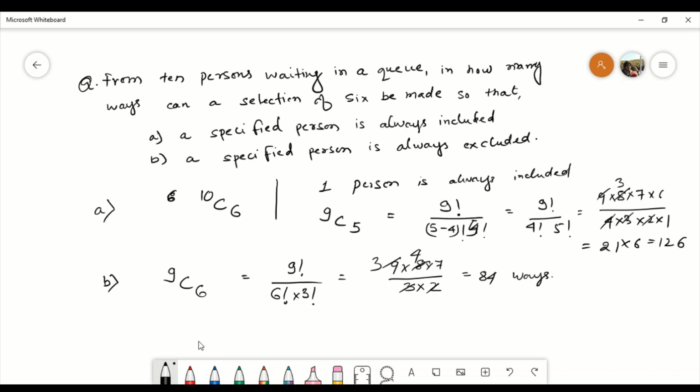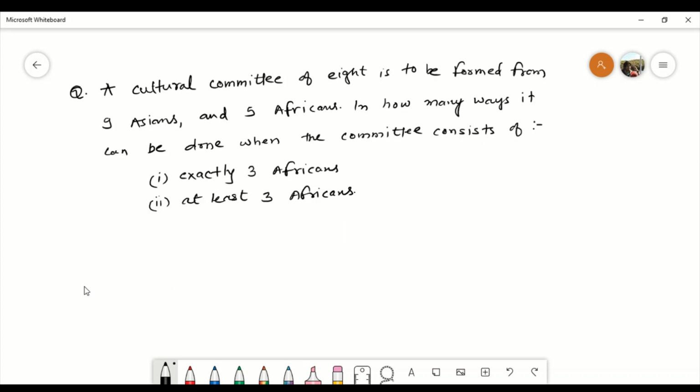We'll go to the next question now. The next question says that a cultural committee has to be formed of eight members from a pool of 9 Asians and 5 Africans. So in how many ways can we create that committee? There are two different questions with some constraints.